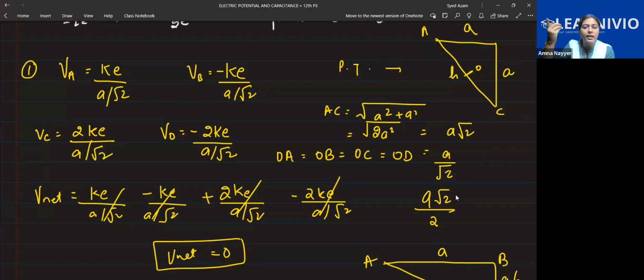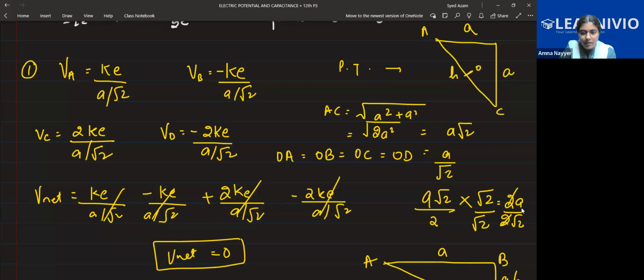Whenever you have the numerator as root, we rationalize it. So multiply and divide it by root 2. Root 2 into root 2 is 2. 2A by 2 root 2. 2 gets cancelled, A by root 2. Right?